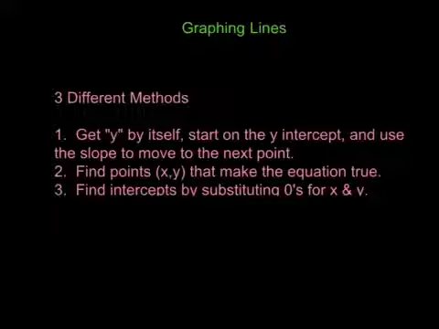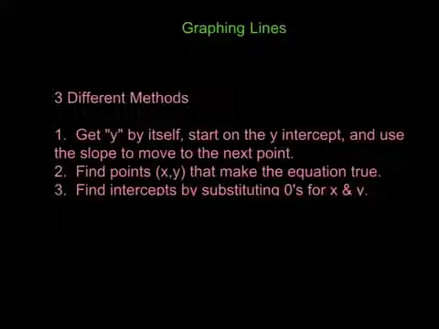And then the third method is to find intercepts by substituting zeros for x and y. Zeros are always real easy to use because they get rid of one of your variables and then you just have the other variable to solve for.